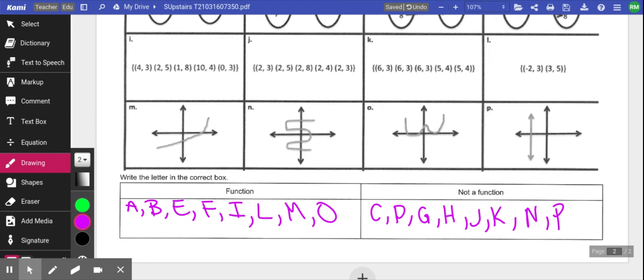No? Okay. Then I would like you to get on your Chromebook and go to Delta Math. That's your assignment number 1.